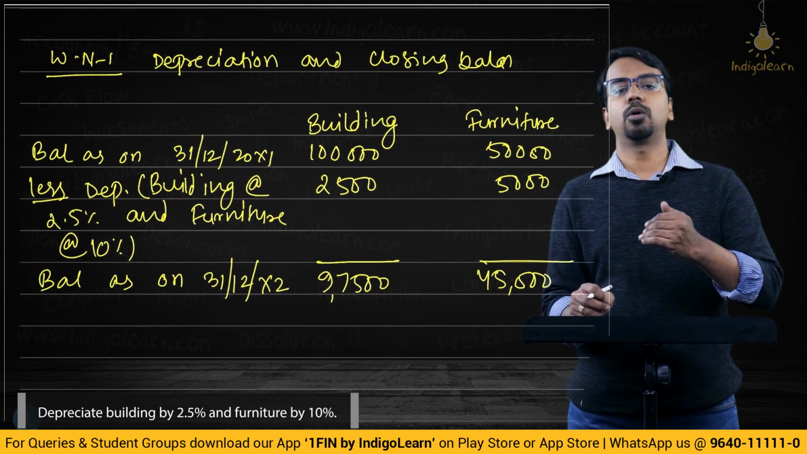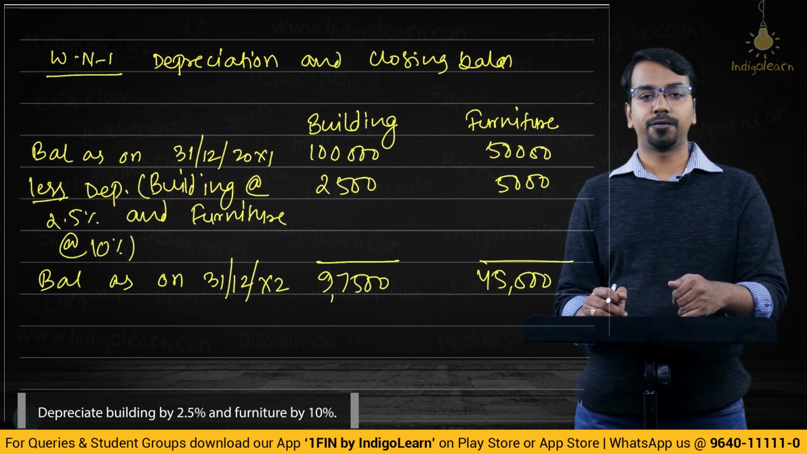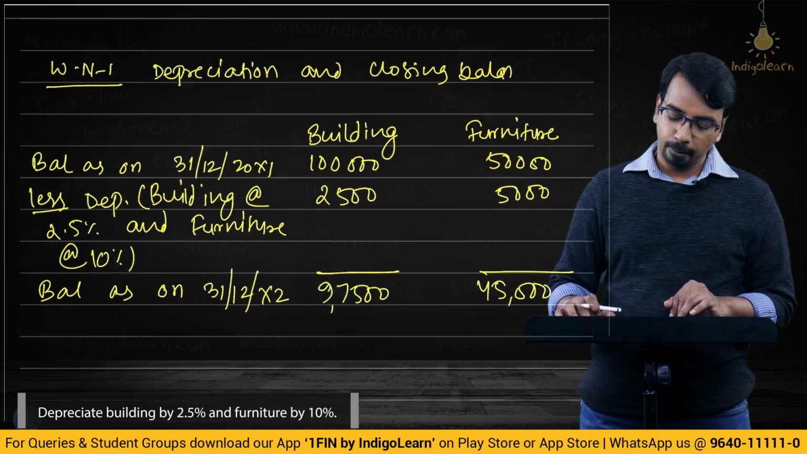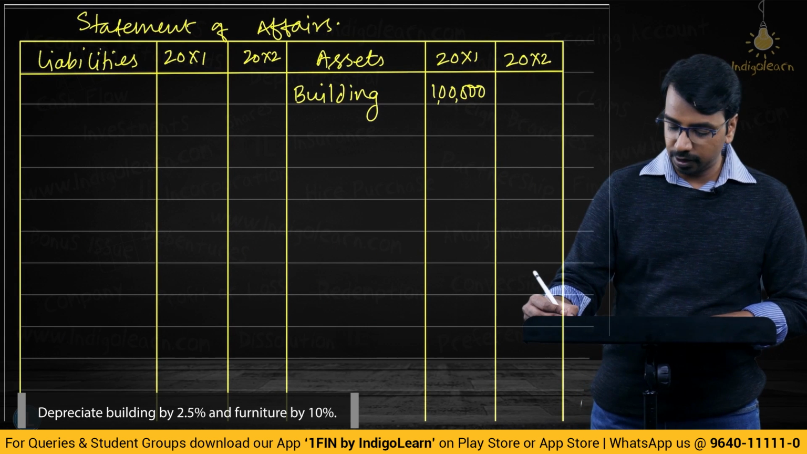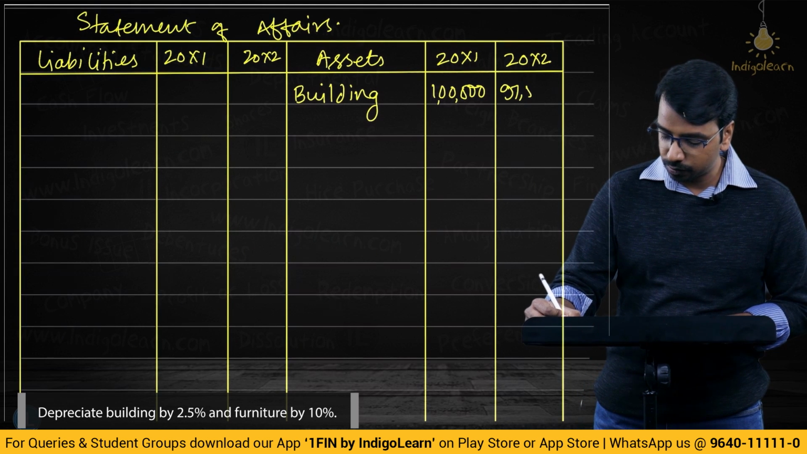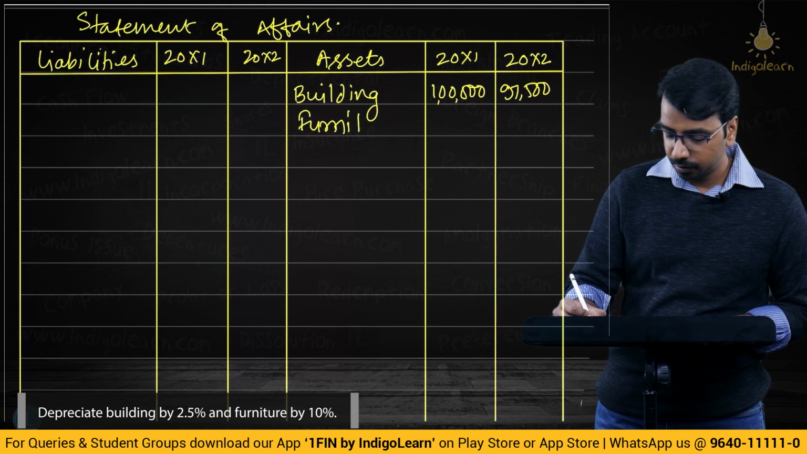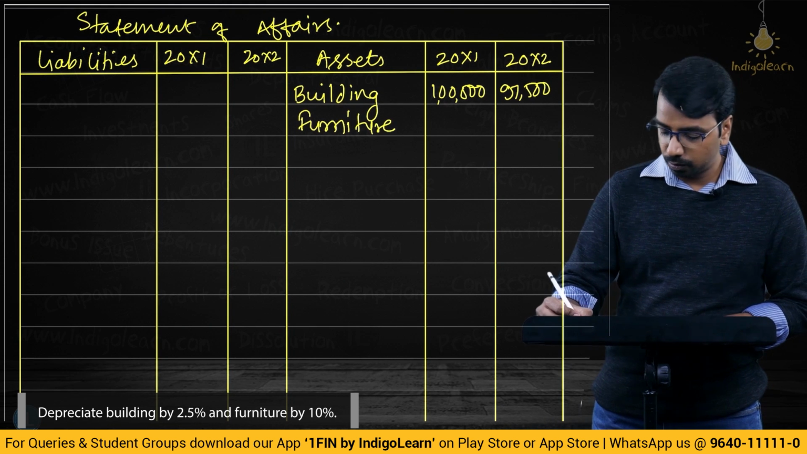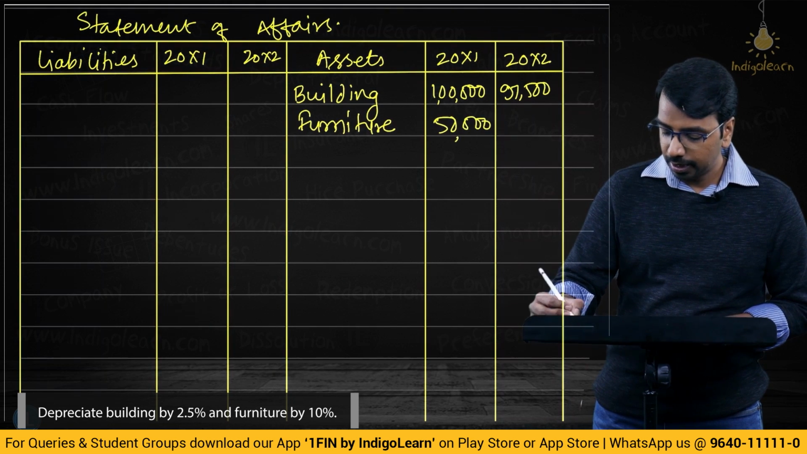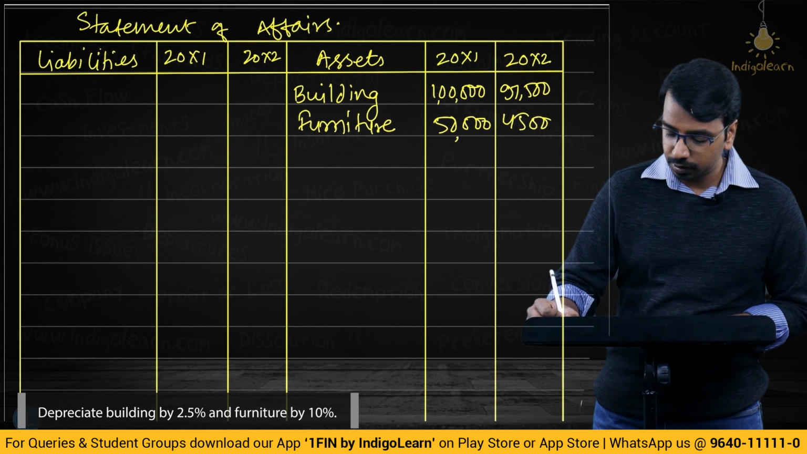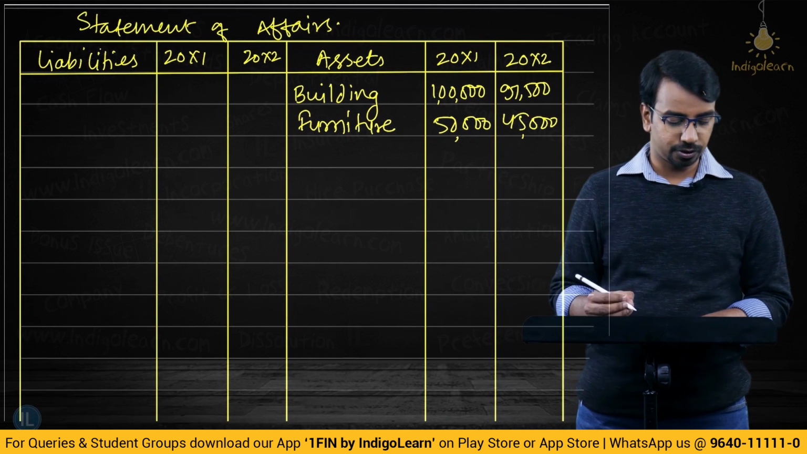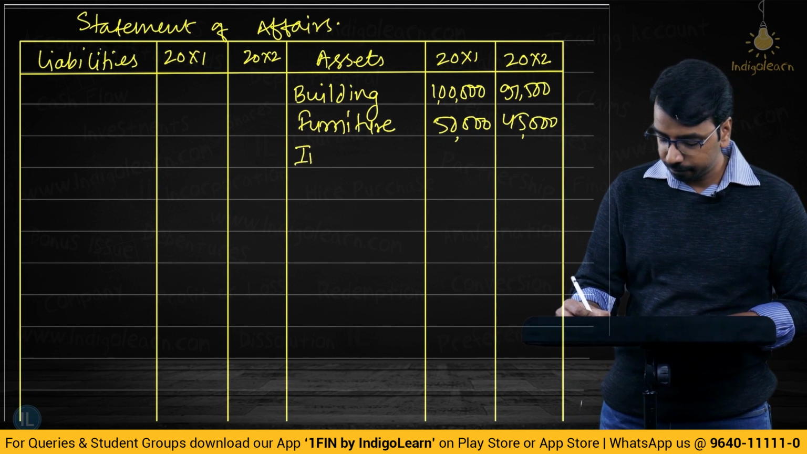Same working you can also incorporate it in the statement of affairs, it's equally valid. So 1 lakh, then after depreciation it became 97,500. Come to furniture. Furniture was 50,000 and now it is 45,000 after depreciation. Then you have inventory.